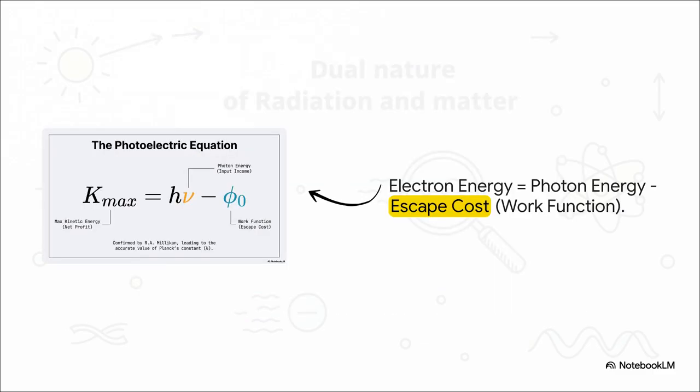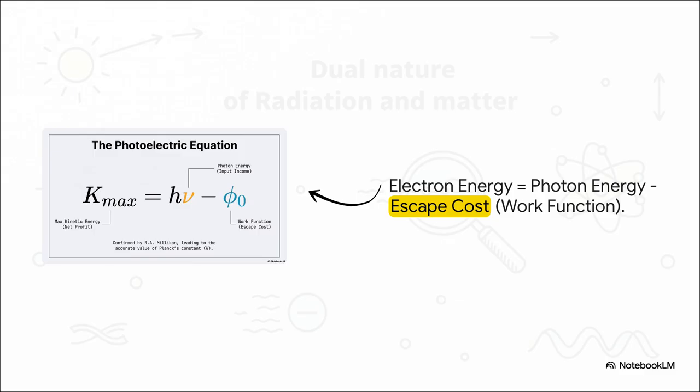Einstein summed up his entire idea in this one beautiful equation. The kinetic energy of the escaping electron is just the energy of the photon that hit it, minus that escape cost, the work function. Let's do a quick example. Imagine the escape cost for a metal is, say, 2 units of energy. If a photon comes in with 5 units of energy, it pays the 2-unit fee and the electron zips away with the leftover 3 units of energy.